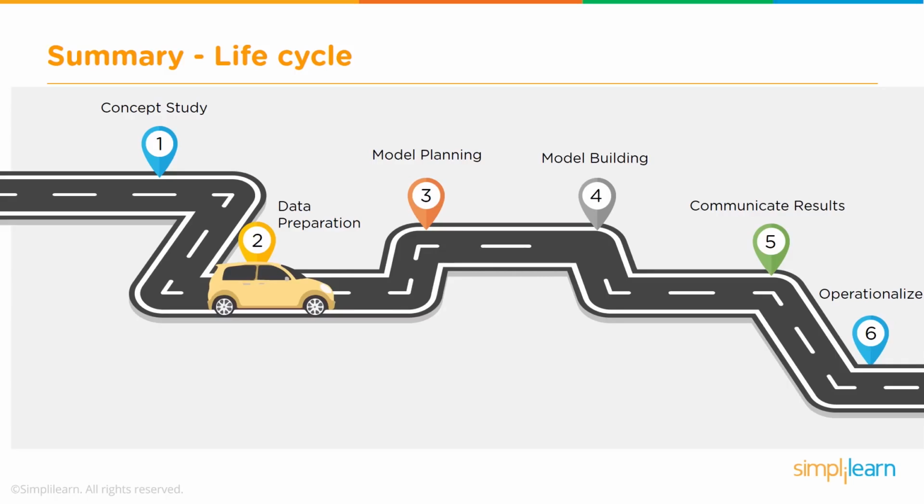And then you need to do the model planning: what kind of model, what algorithm you will use for a given problem. And then the model building. So the exact execution of that model happens in step 4, where you implement and execute that model and put the data through the analysis, and then you get the results. These results are then packaged, presented and communicated to the stakeholders, and once that is accepted, that is operationalized. So that is the final step.